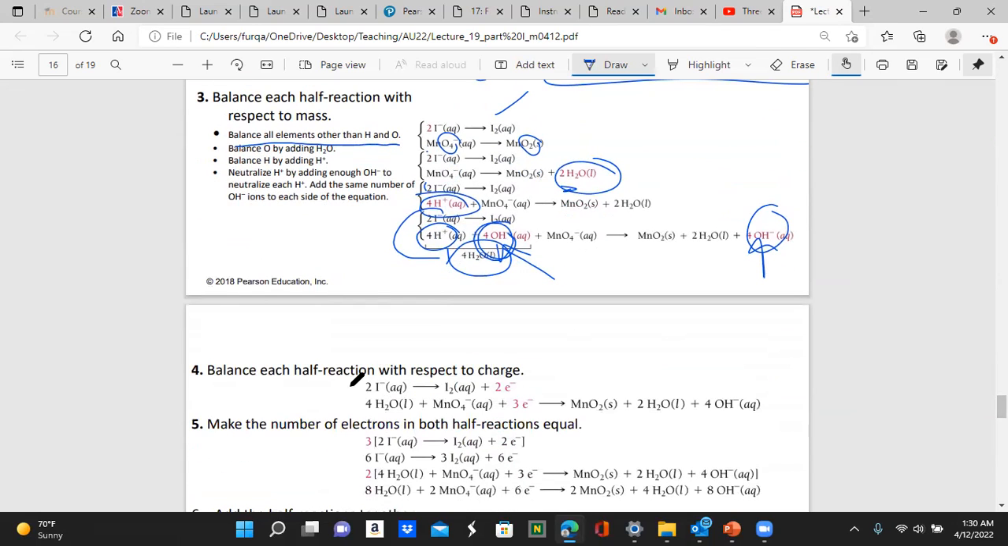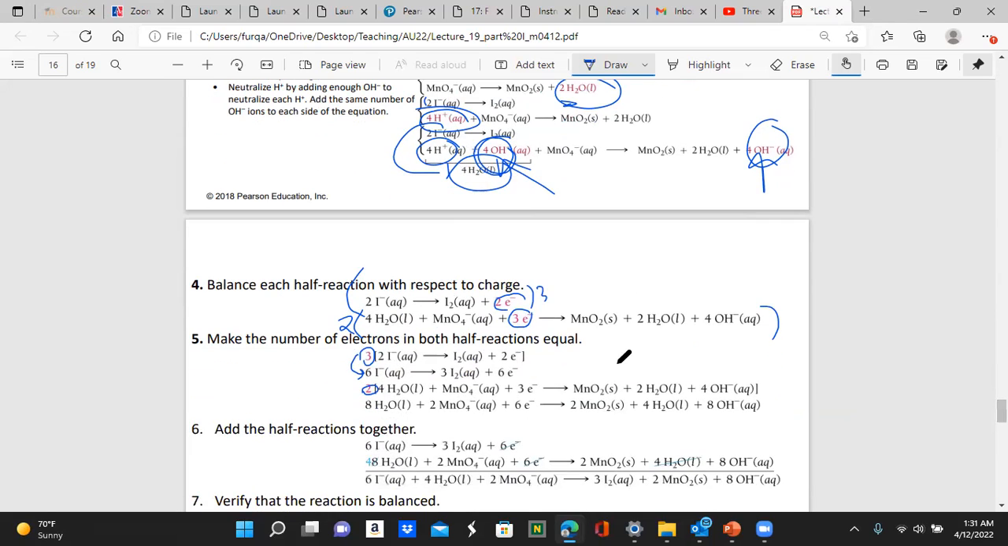So balance each half reaction with respect to charge, because we had 2 electrons here and 3 electrons here. So you know this equation is going to be multiplied by 3 and this equation is going to be multiplied by 2, the same way we have been multiplying it. See, exactly 3 and exactly 2 is what you are going to multiply by. After multiplication, this is what is happening to the equation. And exactly like this, after multiplication, this is what is happening to the other equation.